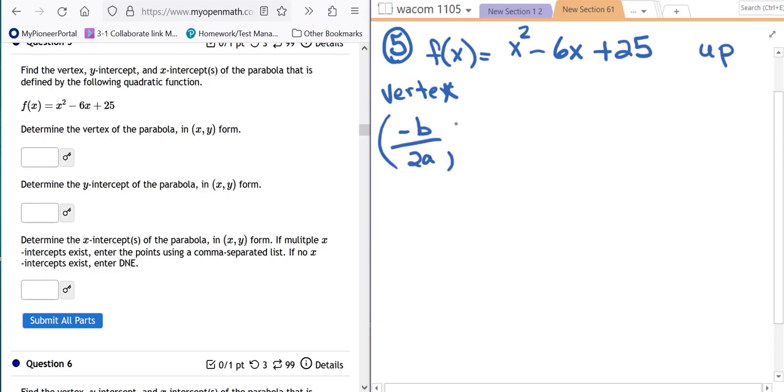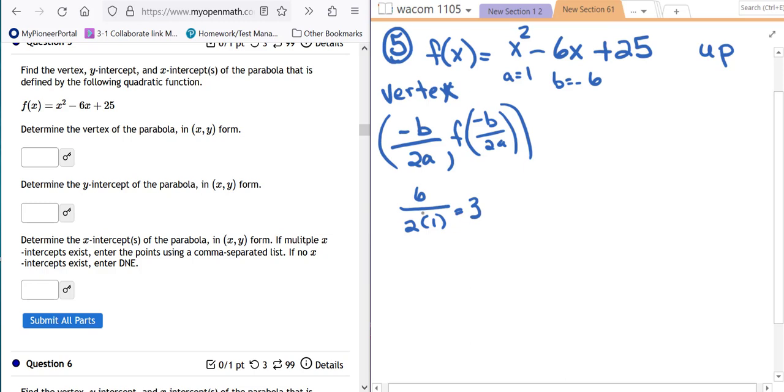And then you plug that in to get the y, and that will give your vertex. So, we're in standard form. My a is 1, my b is negative 6, and I don't need c for the vertex. I already have a negative 6, so this will be a positive 6 over 2 times 1, which will give me 3.